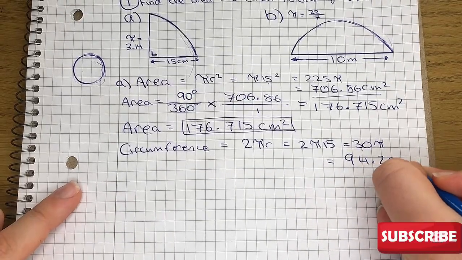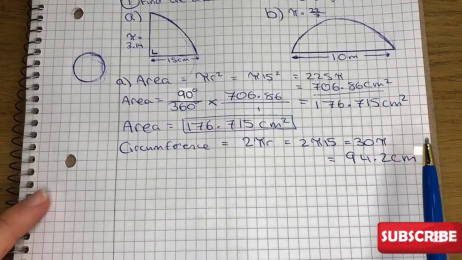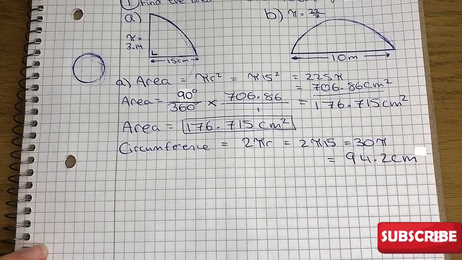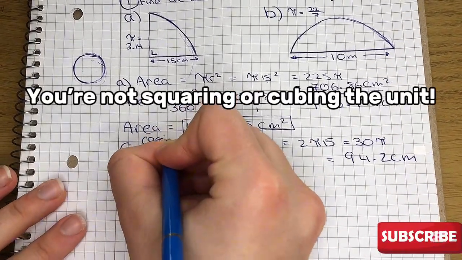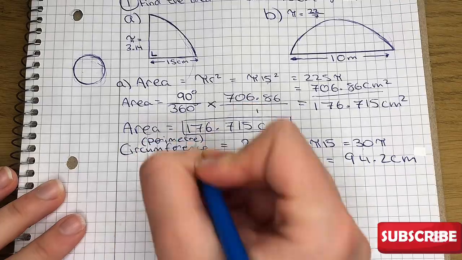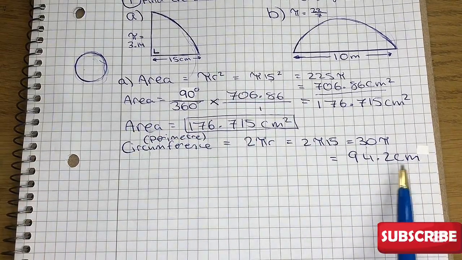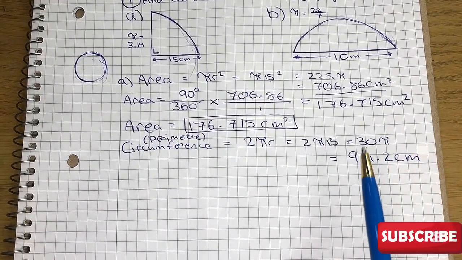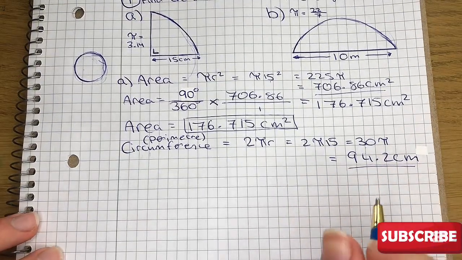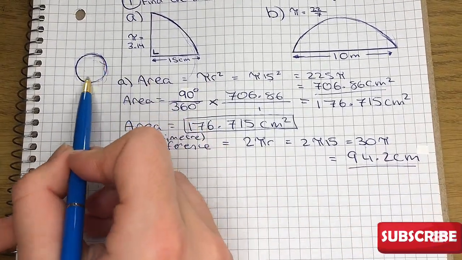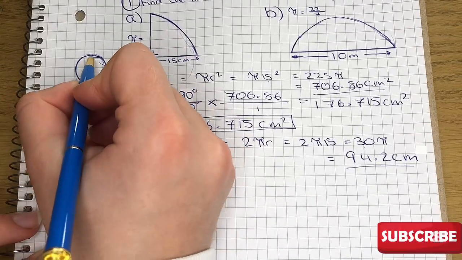So 30 multiplied by pi gives you 94.2 centimeters. The reason why it is not centimeters squared is because it is the perimeter. The circumference is also the perimeter. So we're not dealing with area. With area, you're always squaring the unit. With perimeter, you are never squaring the unit. This is the circumference of the whole circle, but we are trying to find a sector of it.